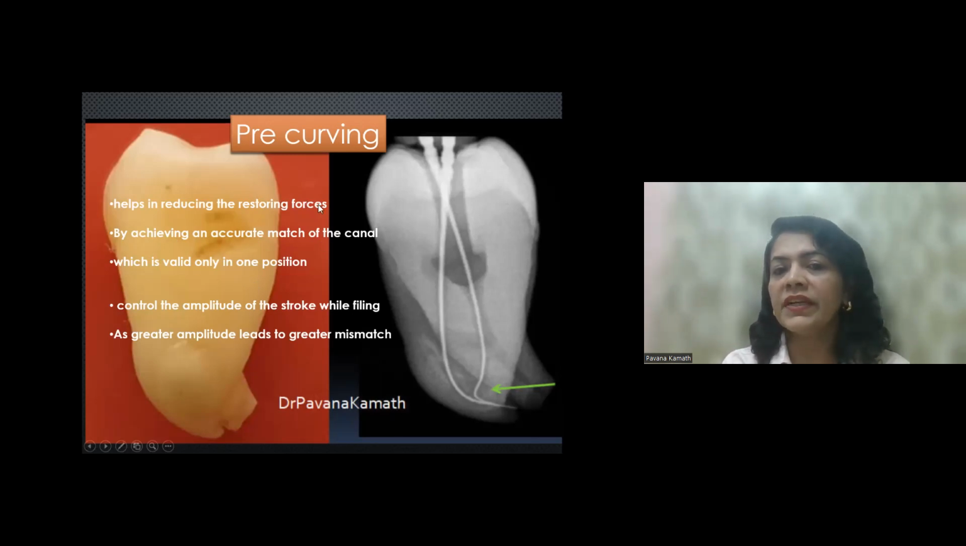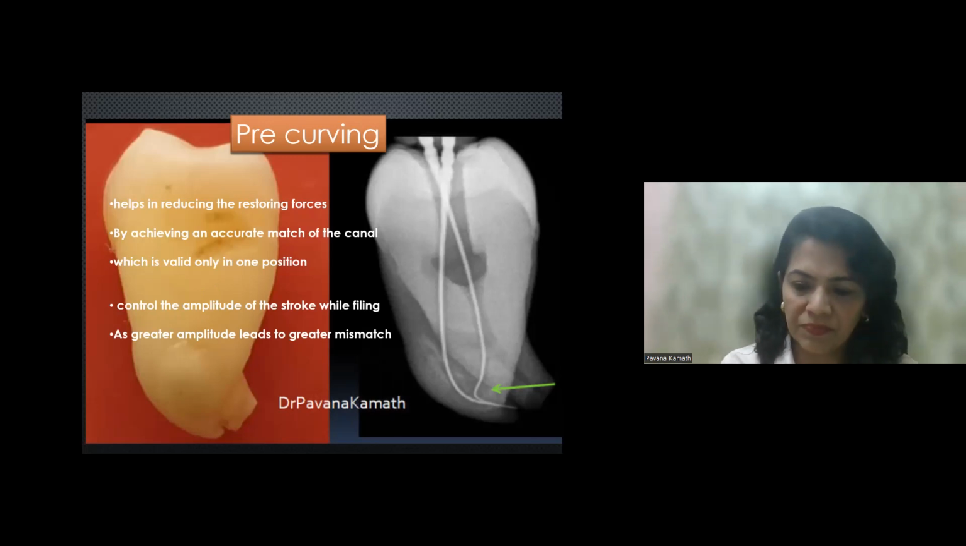It also helps in reducing the restoring forces which are present in your stainless steel file. Now, these restoring forces could be harmful because it is a tendency of the file to go back to its original form because it is a rigid file. And this could change the anatomy of the root canal system, which can be controlled by pre-curving. Once you have reached the apical terminus, you have to make a controlled amplitude vertical stroke filing to maintain the glide path, to smoothen the glide path, to make it reproducible. And that is the significance of pre-curving.